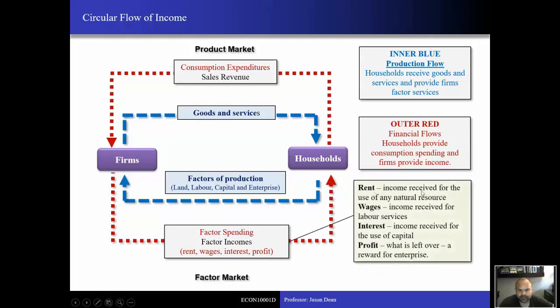Rent here is income received for the use of any natural resource. Wages is the income received for labor services. Interest is income received for the use of capital, and profit is whatever's left over. And that you can think of as a reward for the enterprising effort of the firm owner.